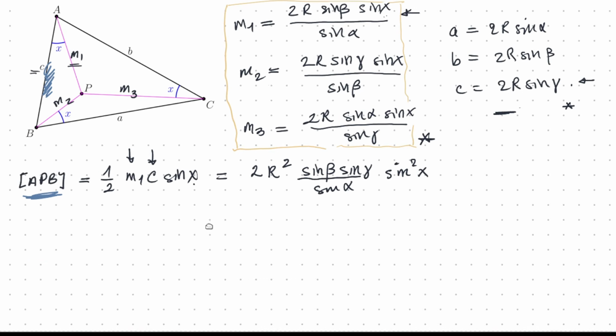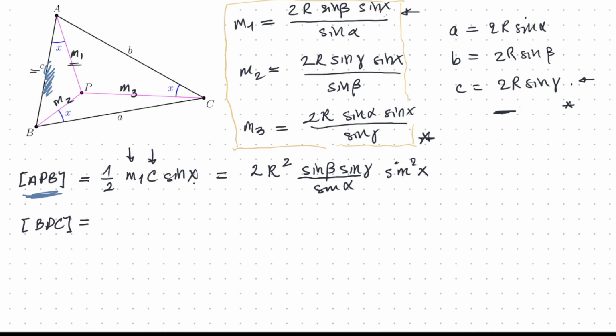All right, let's try another one. BPC, okay, that's yellow. That's this one here. The cross product area rule gives us this. And now I eliminate the M2 and eliminate the a.